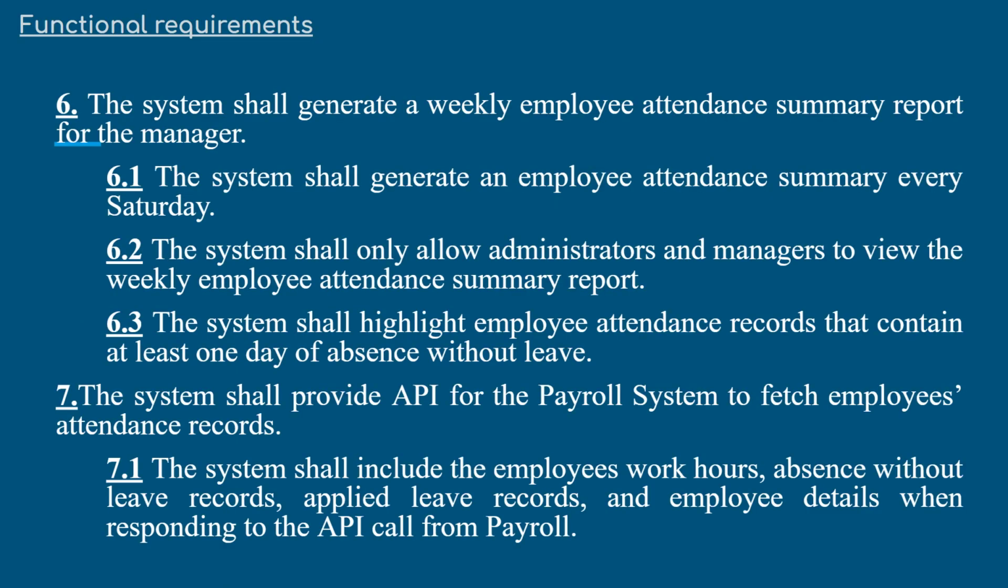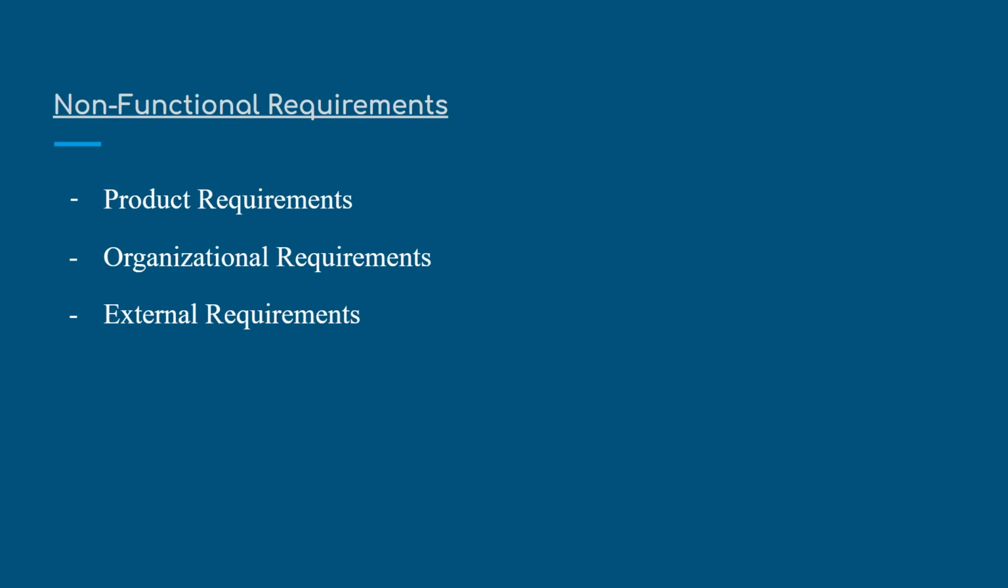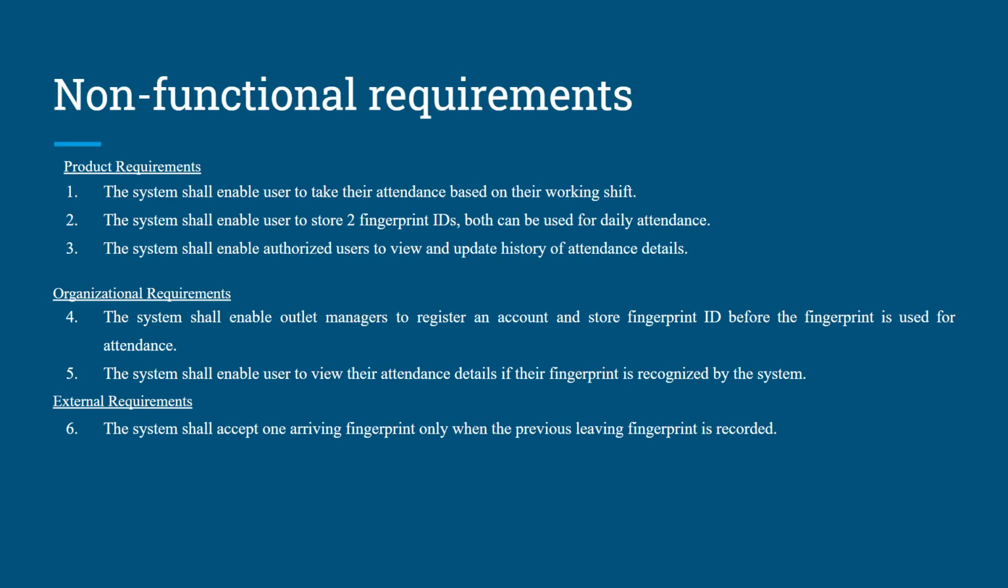Is there any functional requirement? Oh yeah, finished with the functional requirement. Now we go to the non-functional requirements. So based on the lecture note, there are 3 types of non-functional requirements, which are product, organizational, and external requirements. So the first is product requirements. The first product requirement is the system shall enable user to take attendance based on their working shift.